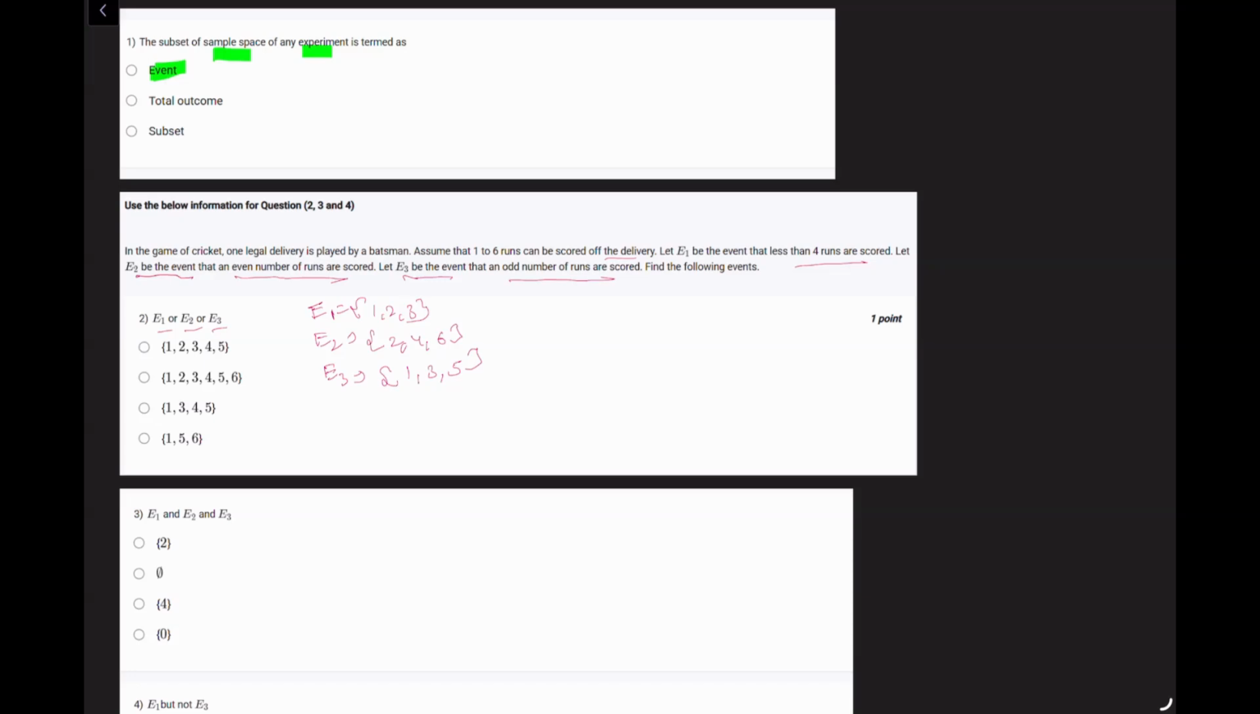Our second question says getting E1 or E2 or E3. And how do we represent that? We represent it as E1 union E2 union E3, which means in the Venn diagram, if I draw a Venn diagram, the item is going to be anywhere inside these 3 circles. That's what it shows. So your total sample space is going to be 1, 2, 3, 4, 5, and 6 because it's the union.